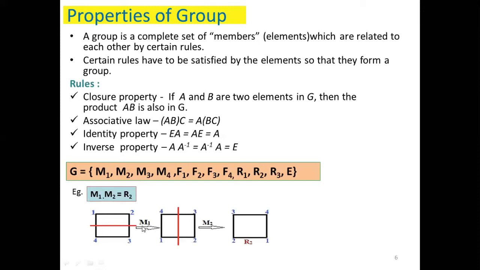So after the M1 operation, the resulting configuration is this one, and on that resulting configuration, the M2 operation is performed. What is the M2 operation? Keeping a plane in a vertical position. So when we keep a plane in a vertical position, the resulting configuration is this one. Then let us see which operation the resulting configuration matches.